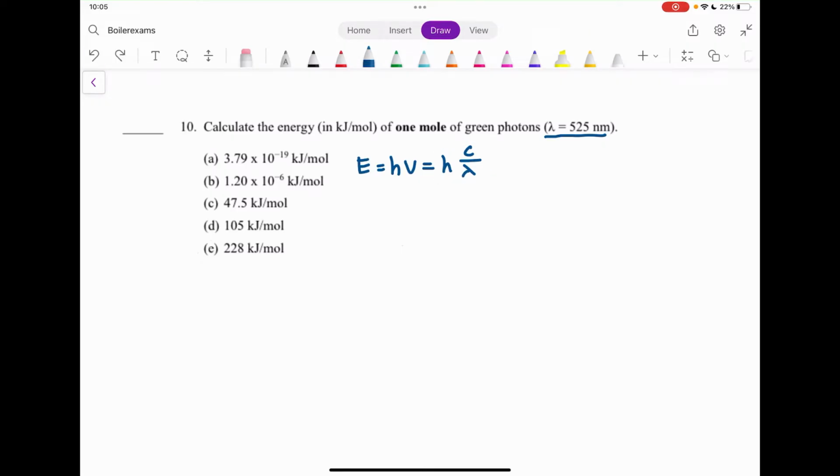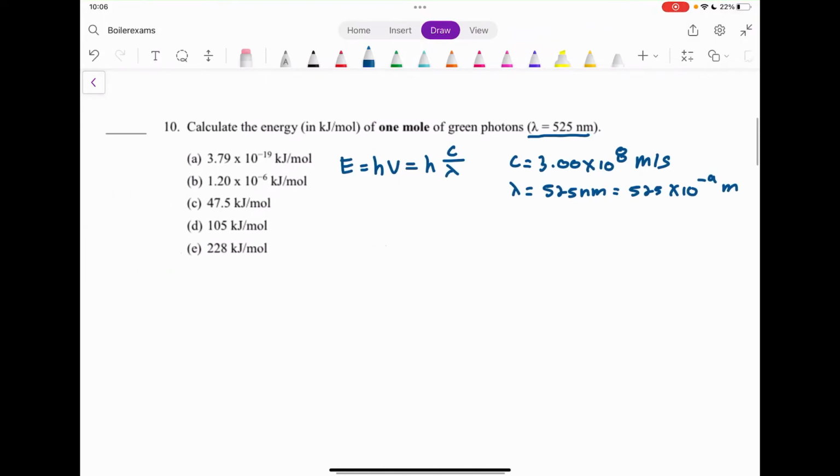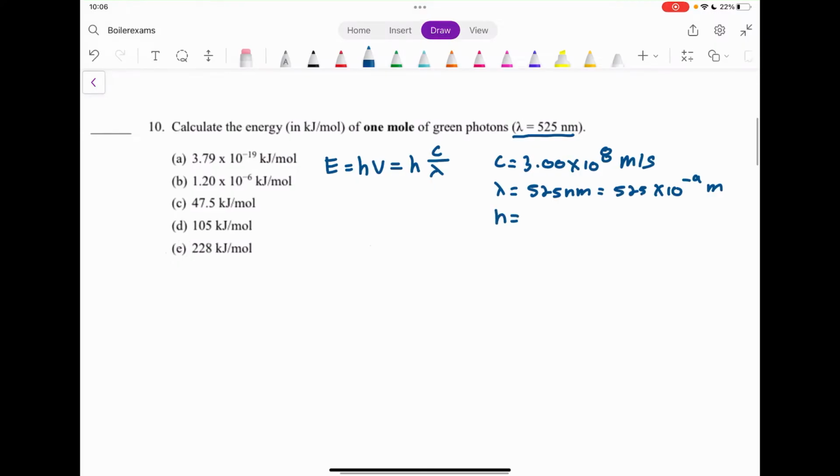So first, what are our constants? c is 3.00 times 10 to the 8th meters per second. The reason I round it to 3 sig figs every time is probably pretty arbitrary, just out of habit. Our wavelength is 525 nanometers, which is 525 times 10 to the negative 9th meters if we convert that. And then our Planck's constant is 6.626 times 10 to the negative 34 joules times second.